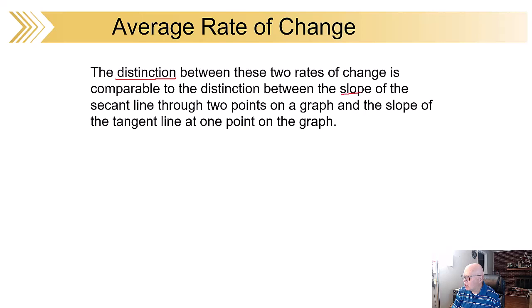The average one is talking about the slope of a secant line through 2 points. And the other is talking about the slope of a tangent line at 1 point. So you've got secant line versus tangent line, 2 points versus 1 point. This for the average. I guess I didn't do that well. There's for the average, for the secant line, and this one is for instantaneous. We'll just shorten that a little bit.